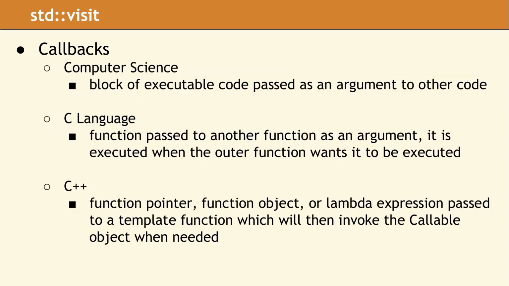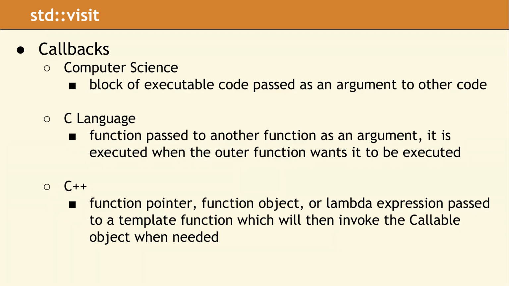The definition of a callback in computer science terms is simply a block of executable code which is passed as an argument to another piece of code in your program. This will be implemented in different ways depending upon your programming language and what tools that language provides. For example, in C, callbacks are implemented by passing a function pointer to some other function. The callback function is passed as a parameter and will then be invoked at the discretion of the other function whenever it is needed.